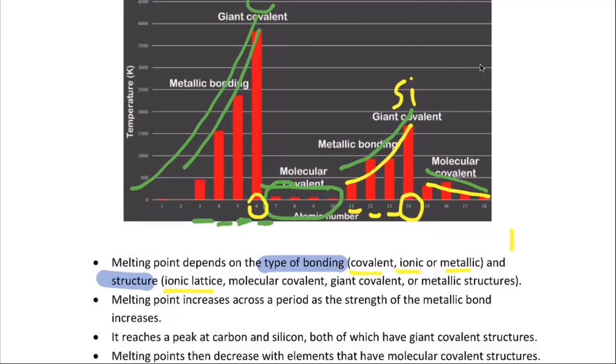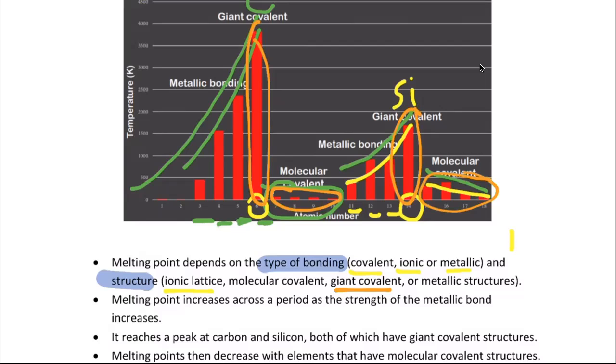That's why up here, carbon and silicon are way high, even though they're nonmetals, but all the other nonmetals are very low. And it's because carbon and silicon do this giant covalent bonding. The other nonmetals like nitrogen, oxygen, fluorine, and then phosphorus, sulfur, chlorine, the other nonmetals that come after carbon and silicon in their periods, they do molecular covalent bonding, okay? All the metals all do metallic bonding, okay?